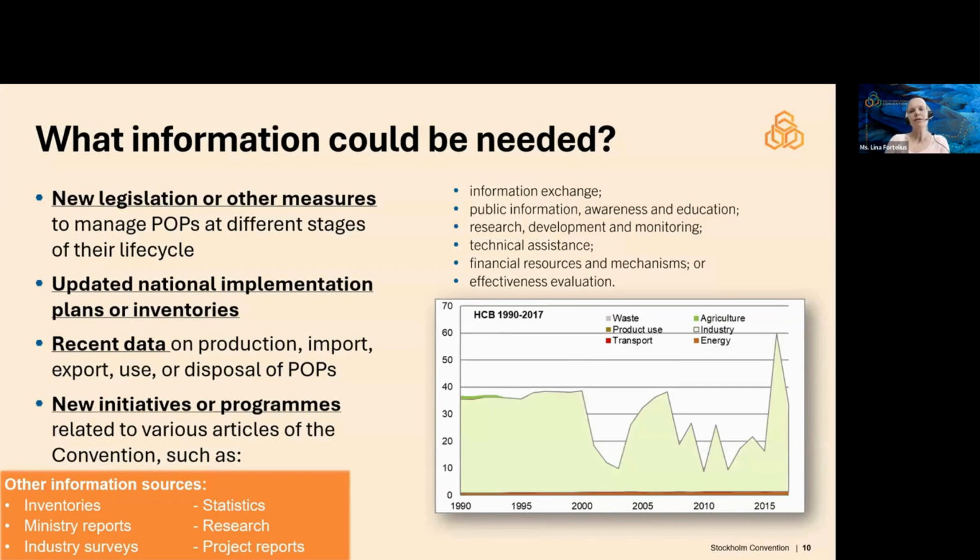So let's have a look at what kind of information is generally required in the reporting. First and foremost, as the convention requires implementation of prohibitions for production, use, import, and export, you need to review your national legislation. So new legislation or other measures to manage POPs at different stages of their life cycle are relevant and requested in the report.